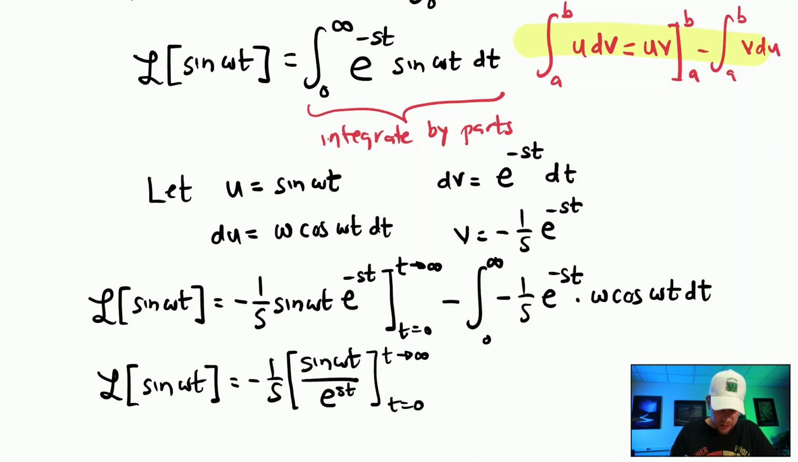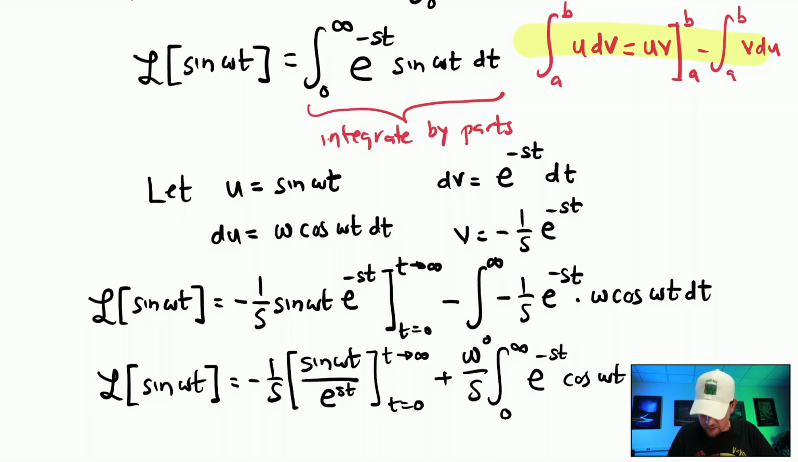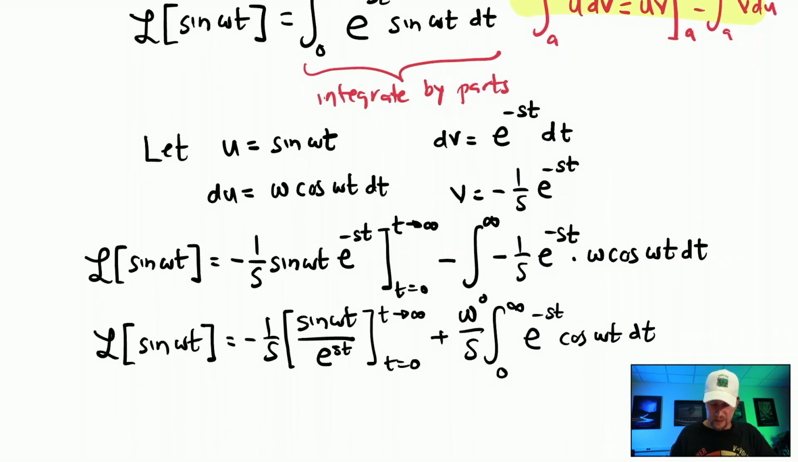Over on this end, the two minus signs cancel out, and I can pull the omega out of the integral, and I can also pull the s out of the integral. So I'm left with plus omega over s, the integral from 0 to infinity, with e to the minus st times the cosine of omega t dt, like this.